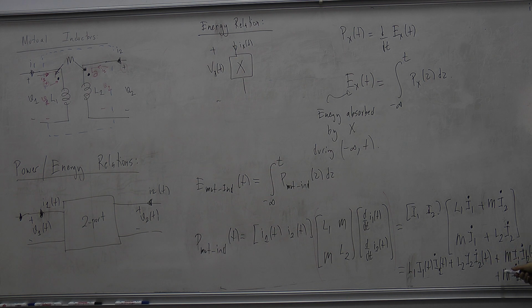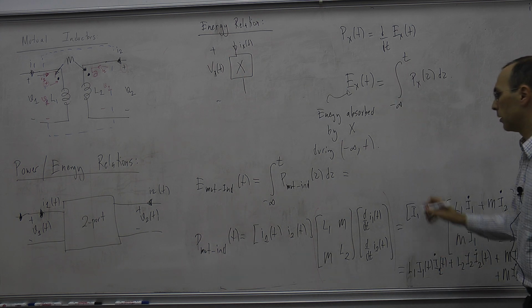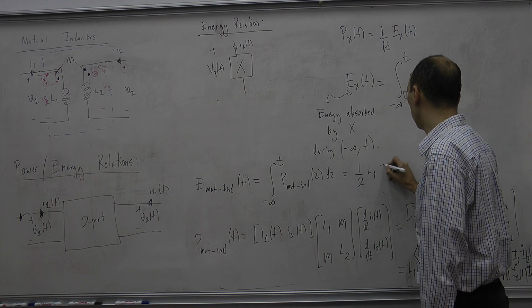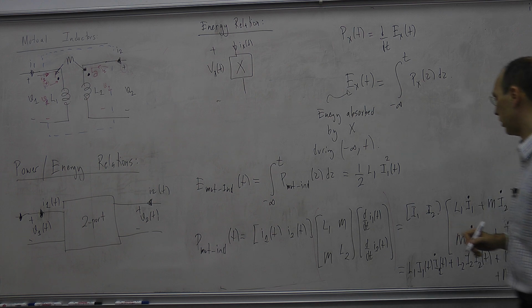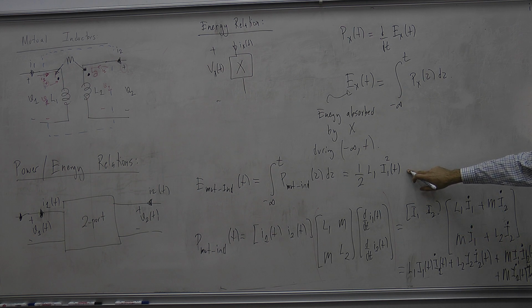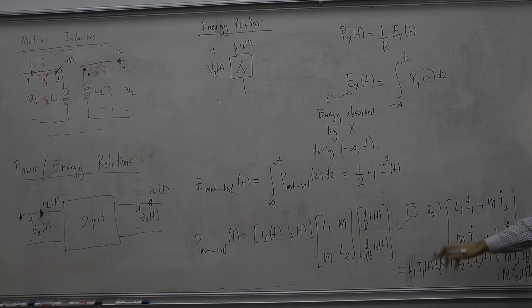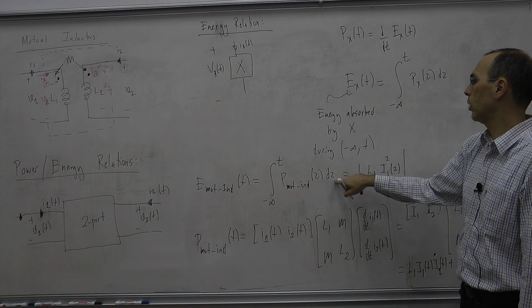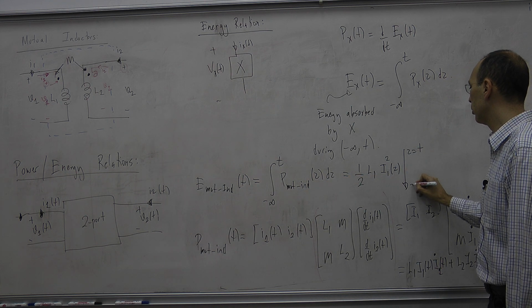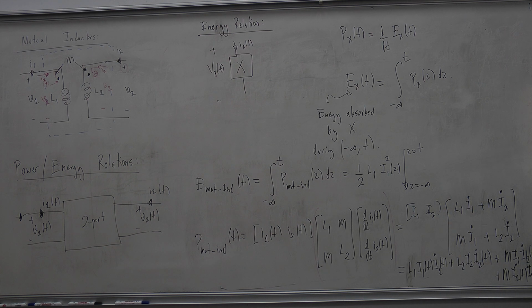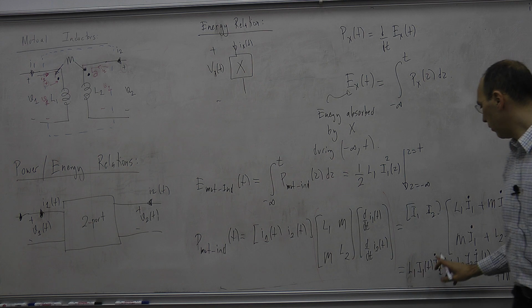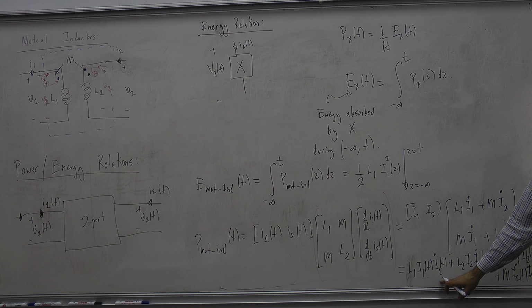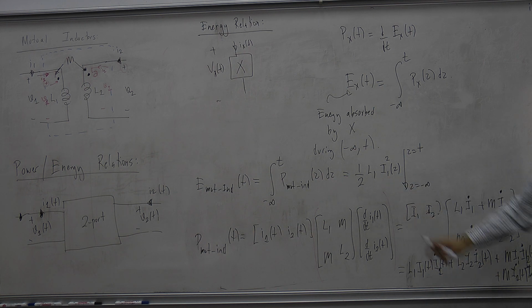So why am I doing this? Now I need to integrate this. But maybe I can recognize this as 1 over 2 L1 I1 of t squared, because if I take the derivative of this, I get this one. I should be more careful, because this is integration with respect to tau, a dummy variable. Whatever the case, for the first term, if I take the derivative of this, I get this term. This is called the antiderivative, so the antiderivative result is correct.